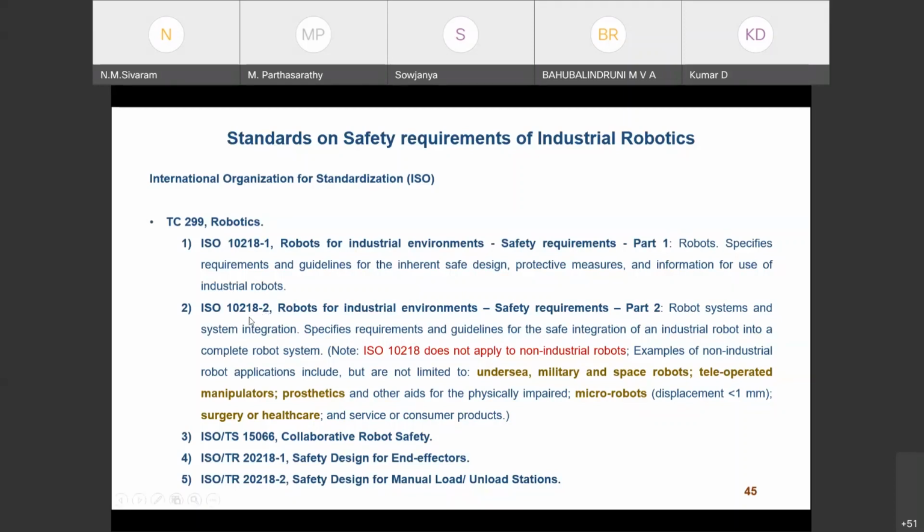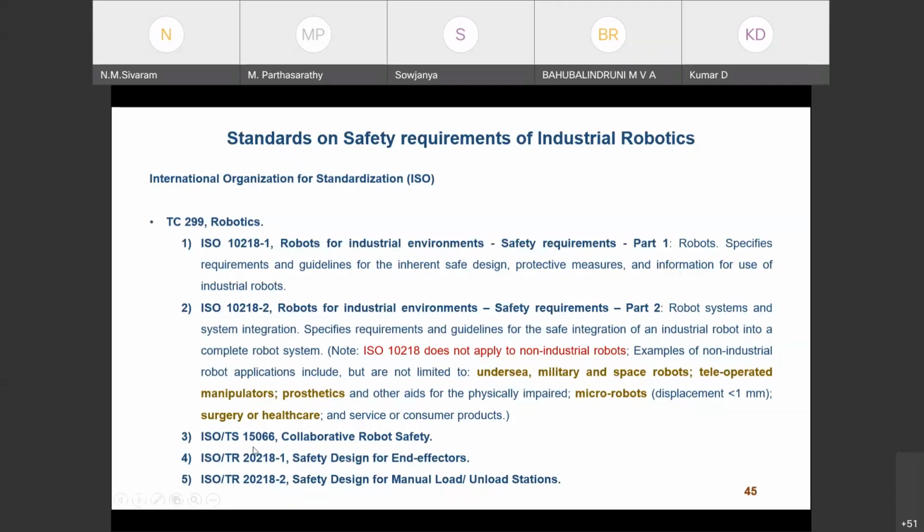And this ISO 10218 standard is not applicable to non-industrial robots. Non-industrial robots are like undersea robots, military robots, space robots, teleoperated manipulators, prosthetics, and micro robots used in surgery and healthcare. These are all non-industrial robots. Whatever we have discussed today is applicable to industrial robots. Non-industrial robots are a separate class, which is not considered in the scope of this discussion.